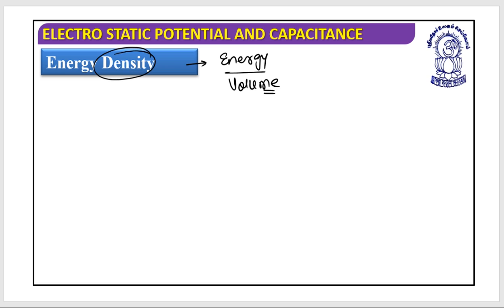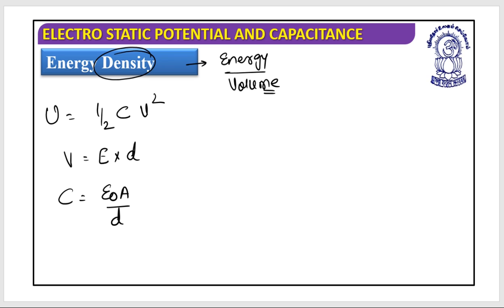Now, what is the energy stored in a capacitor? I can write it as U is half into C into V square. Now I know that V is equal to E into d, and C is equal to epsilon naught into A divided by d. If I replace these into U equals half CV square, then U is half into C, where C is epsilon naught A by d, multiplied by V square.